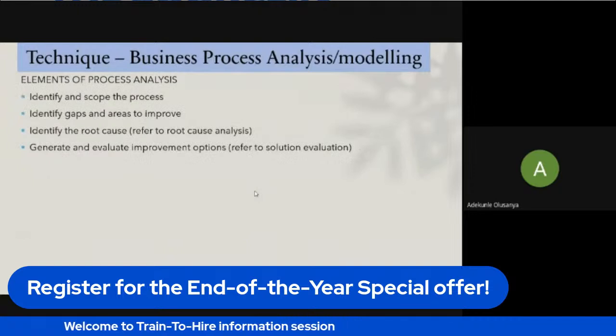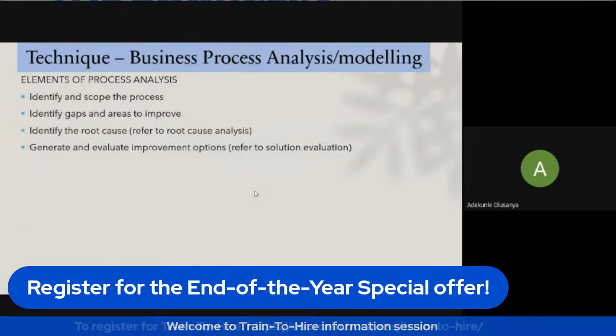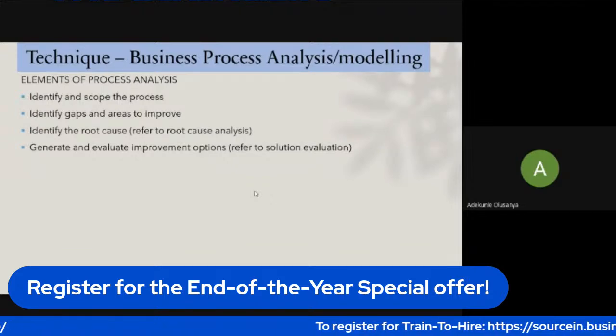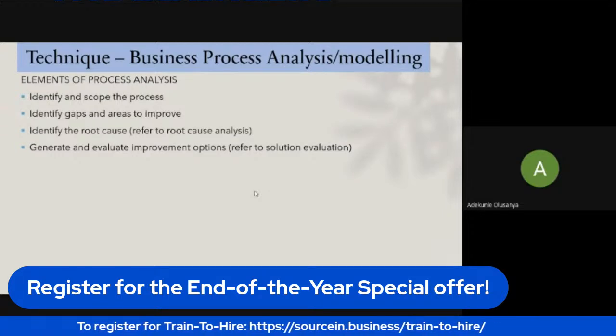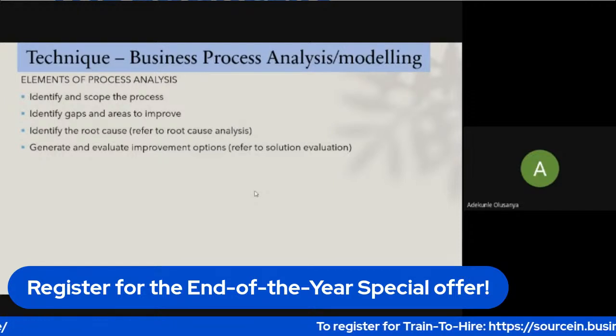So, what are the elements of process analysis? Number one, identify and scope the process. Number two, identify gaps and areas to improve. Number three, identify the root cause of whatever gaps you found. Number four, generate and evaluate improvement options. Now, we will not dwell on the last two because those last two are also intertwined with some other techniques I will choose in the future. So we'll focus on the first two, identify and scope the process, then identify gaps and areas to improve.